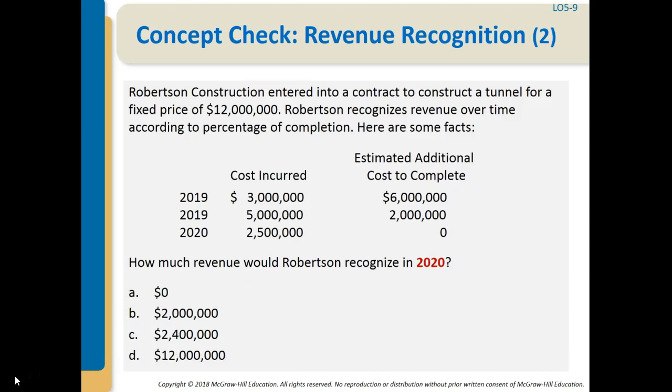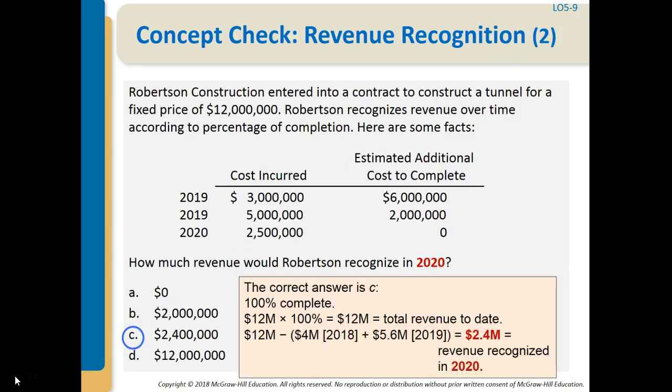Then, in 2020, what would we recognize as revenue? Well, the entire amount has now been completed, so we would take the 12 million and we would subtract out what has already been recognized in order to determine then what needs to be recognized in 2020.